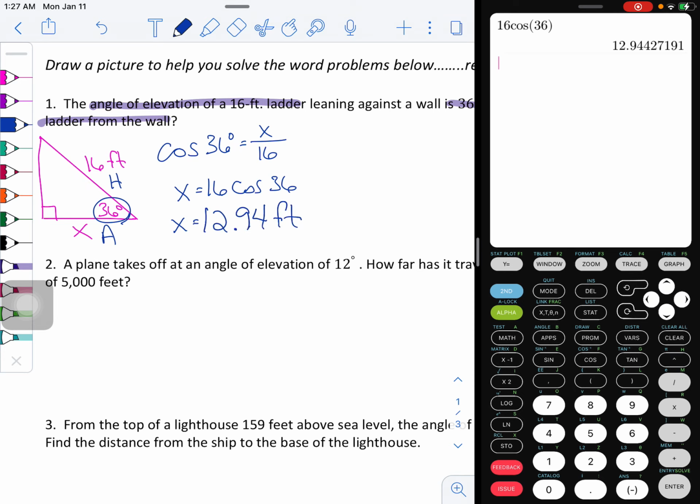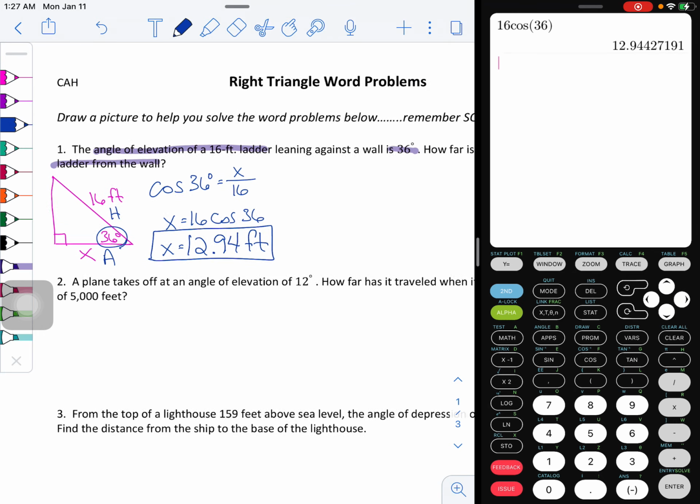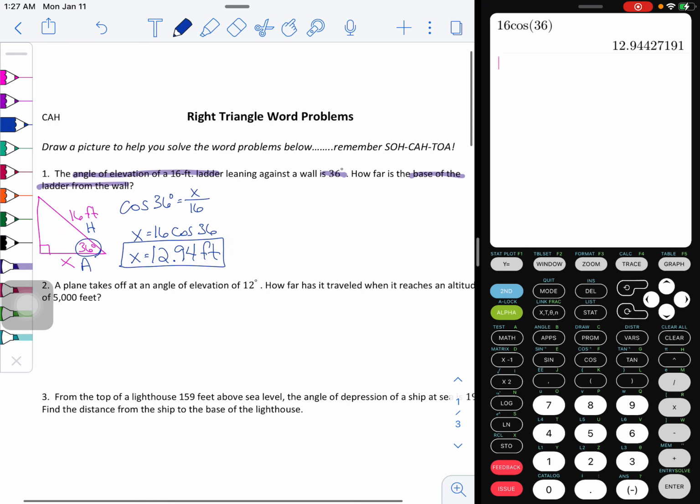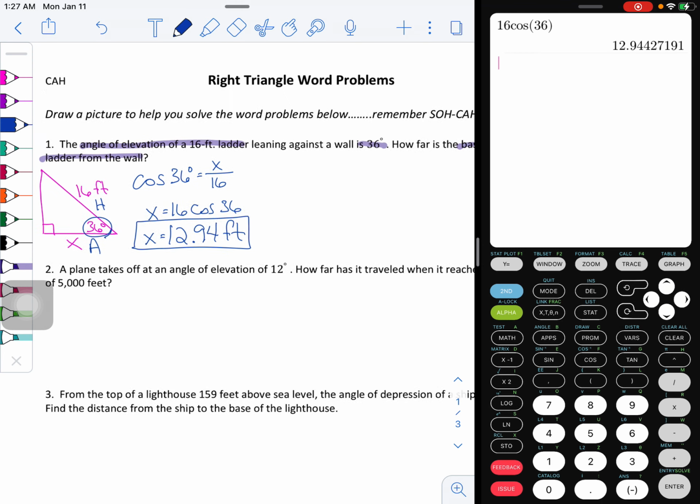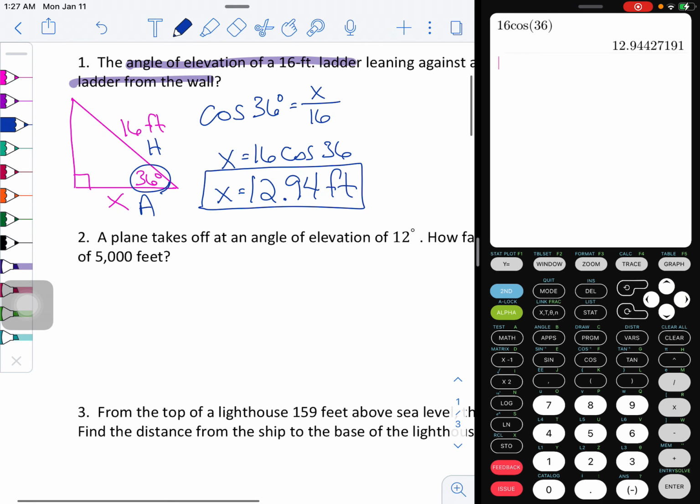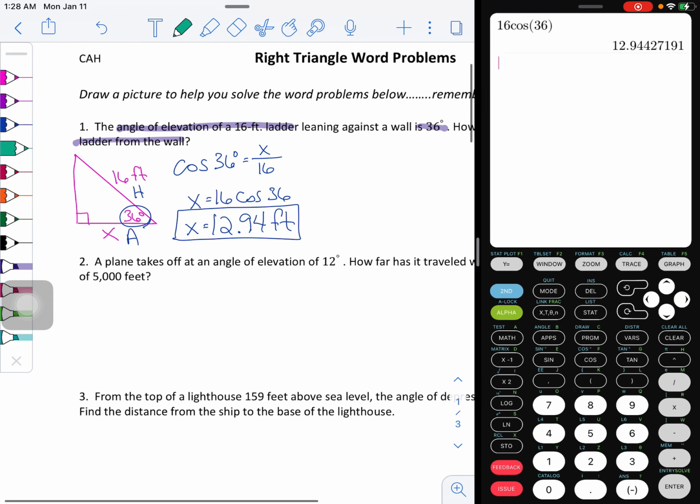All right, 12.94 feet. So unless it says otherwise, round to two decimal places. I don't think it says otherwise. It does not. And absolutely 100% make sure you're using your units when you give your answer. Okay. All right. So problem number 1 is done.